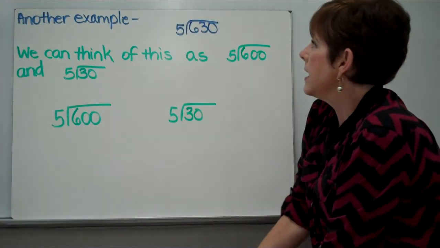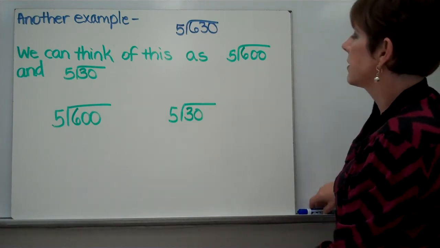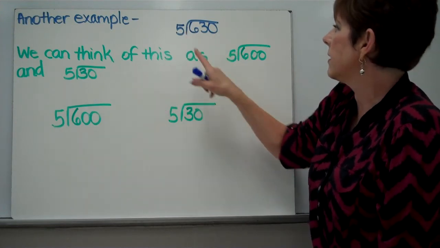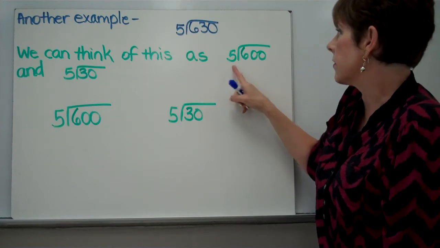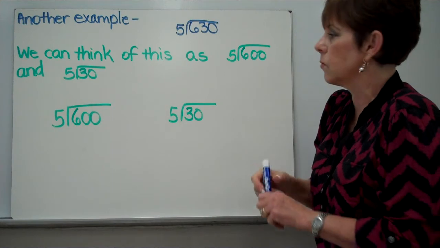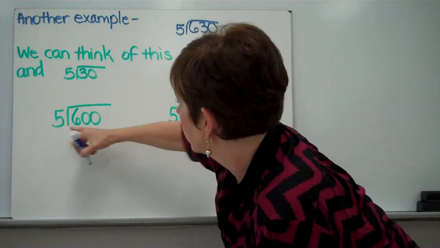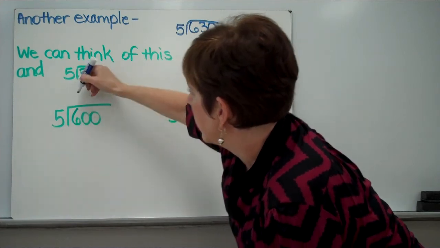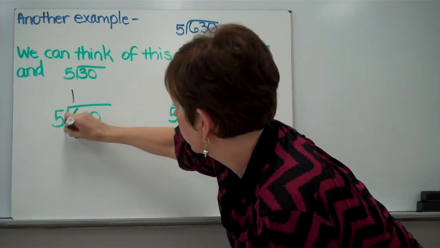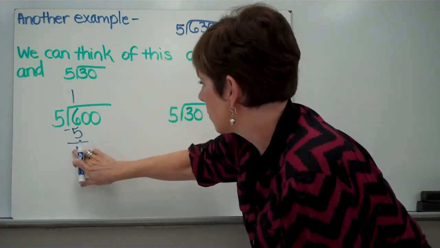All right, another example, and let's use the scaffold division with this: 630 divided by 5. Now, we could think of this as 600 divided by 5 and 30 divided by 5. Well, let's do that. Let's see, we could say 600 divided by 5. 6 can be divided by 5 once. 1 times 5 is 5. Subtract, that's a 1.